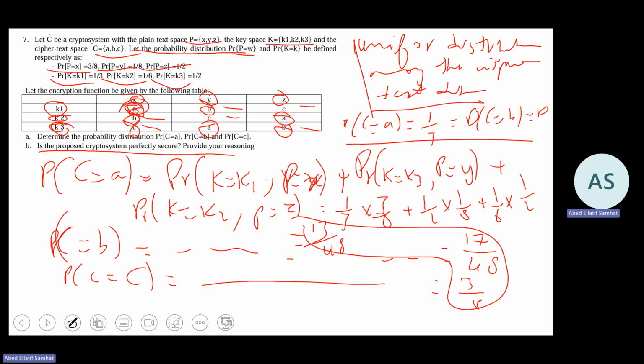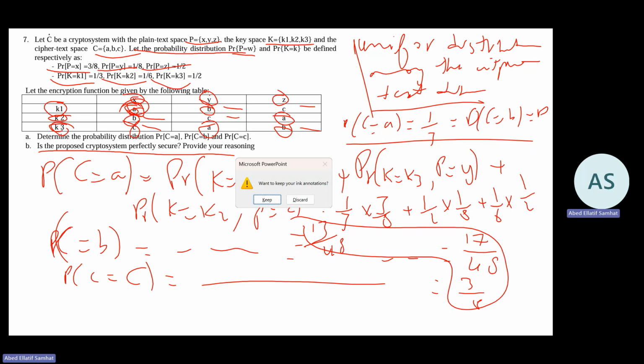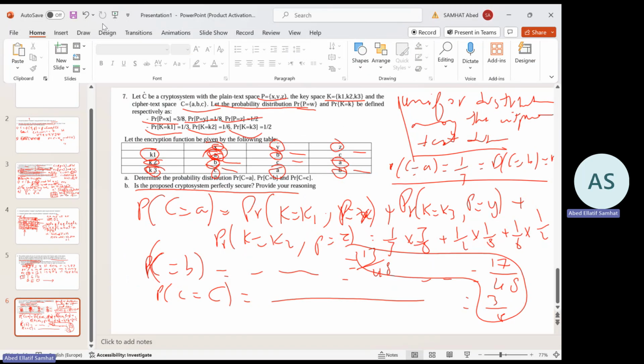So the answer in this case is that we don't have a uniform distribution among the ciphertexts, so this system doesn't provide perfect security. This ends the exercise of this chapter, and we move to the next chapter. We will start with the Data Encryption Standard.